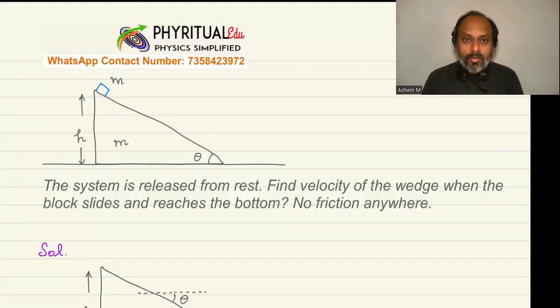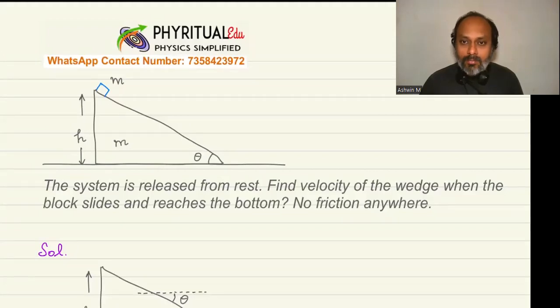So here it is. You have an arrangement of two moving objects. There is a small block of mass m and there is a wedge having the same mass as the block. The inclination of the wedge is given to be theta, and the wedge is placed on a fixed floor which is smooth, and there is no friction anywhere. The height of the wedge is given to be h, and the question says the system is released from rest. So the block is going to slide down along the wedge and reach the bottom.